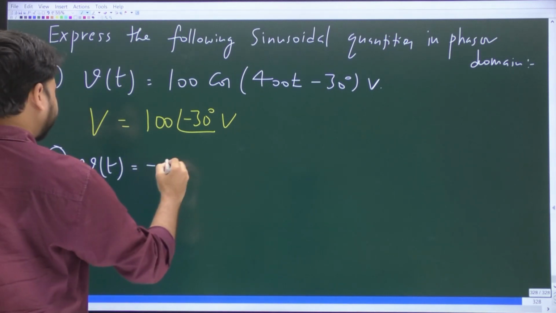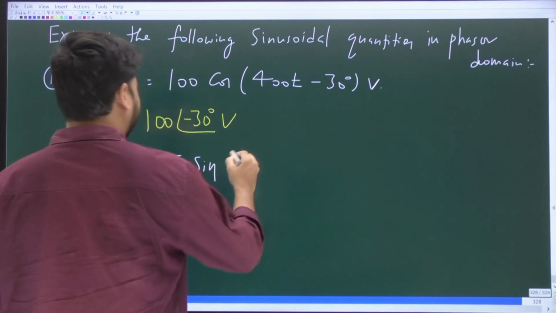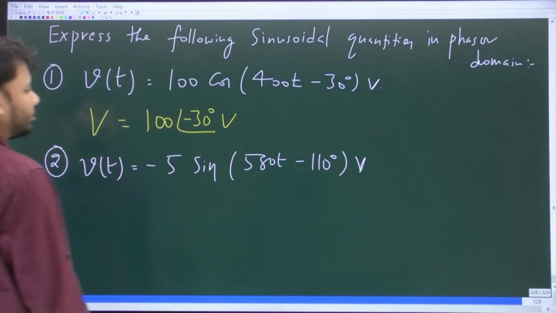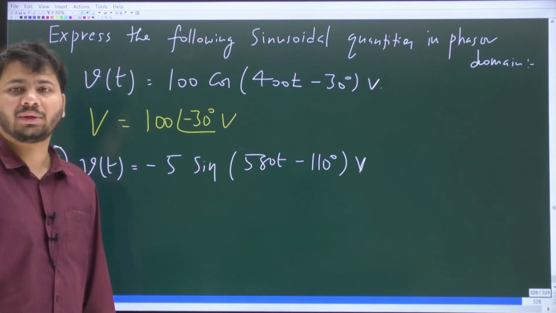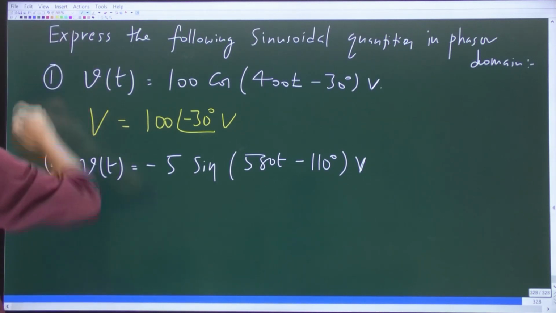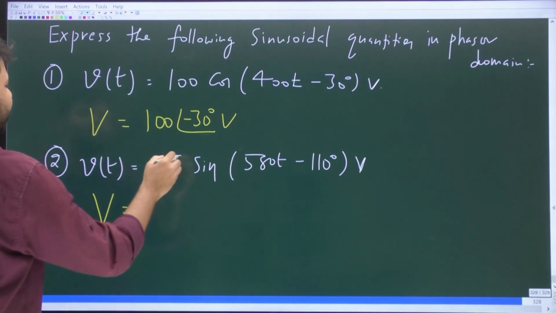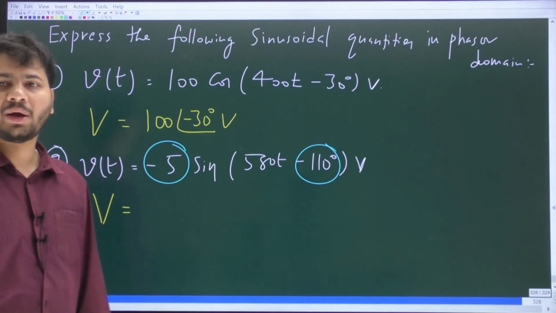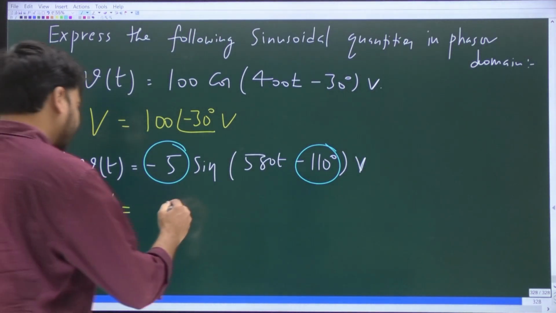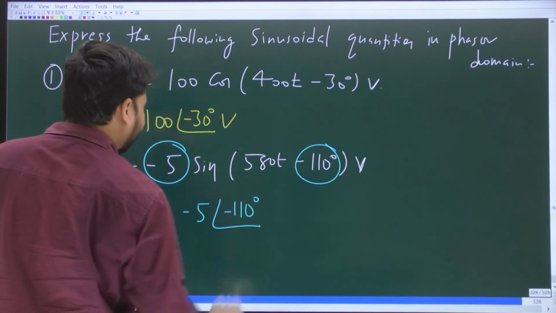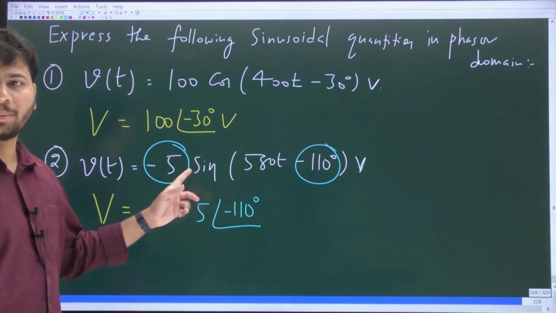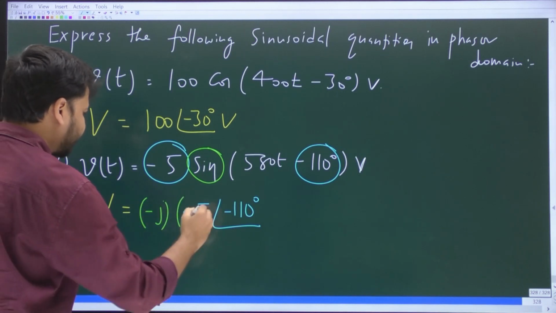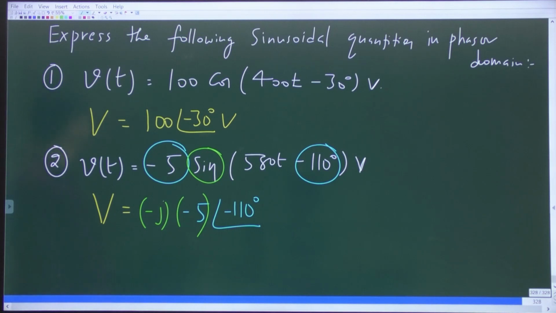Okay, and then let's look at one more sinusoidal voltage. Let this v of t be equal to minus 5 sine 580t minus 110 degrees volts. Again, we have to express this sinusoidal voltage in the phasor domain. Again, in phasor domain, small v becomes capital V. Now you can think of minus 5 as the amplitude, minus 110 degrees as the phase angle. I told you first you write down amplitude followed by phase angle, which is minus 5 at an angle minus 110 degrees. And then because it is represented as a sine function, always you should add minus j. So minus j times minus 5 times angle minus 110 degrees.